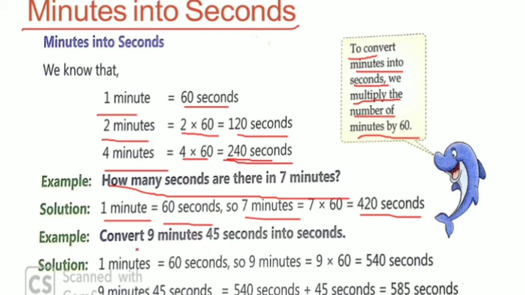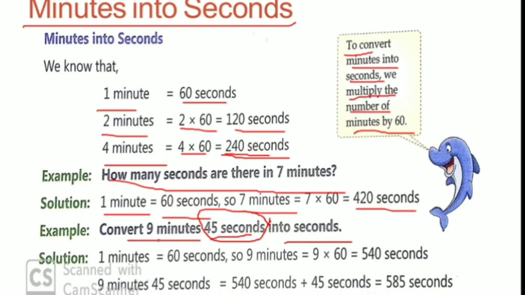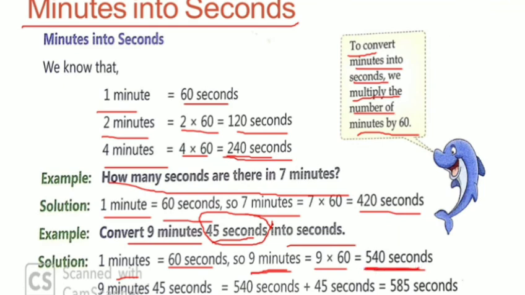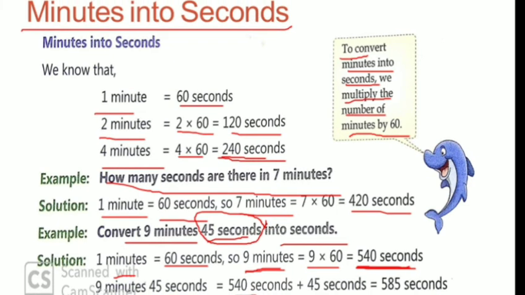Next example, convert 9 minutes 45 seconds into seconds. Again, no need to convert this part of the question because it is already in seconds. Just convert 9 minutes into seconds, then add 45 to it. 1 minute is equal to 60 seconds. Similarly 9 minutes is equal to 9 into 60, that becomes 540 seconds. Now add these 45 seconds to get the final answer. So 540 seconds plus 45 seconds becomes 585 seconds.